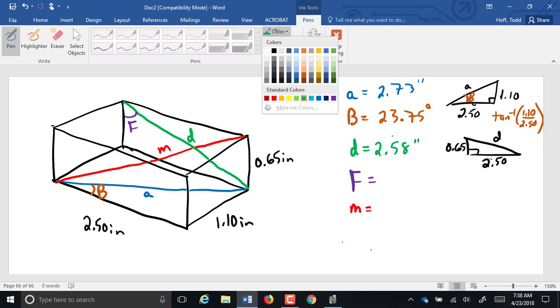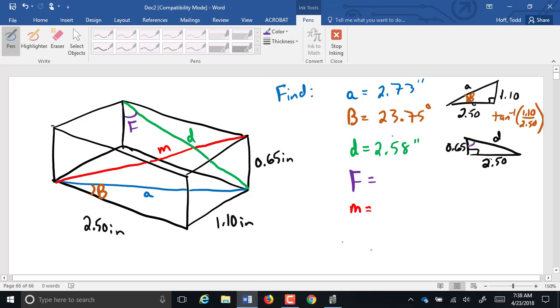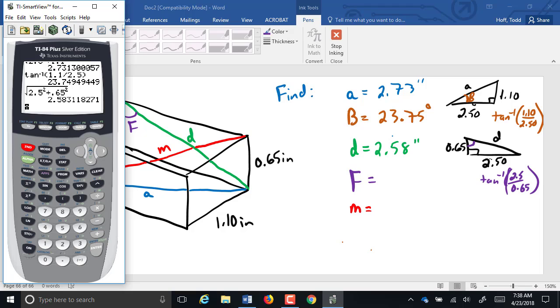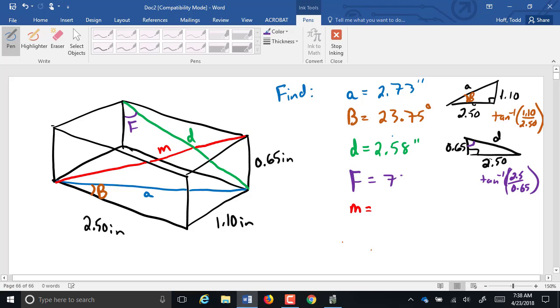F, perfect. I purposely did that opposite angle there because a lot of people would want to put the shorter one over the longer one, but it doesn't work. We've got to have the opposite over adjacent. Second, 2.5 divided by 0.65, 75.43 degrees.